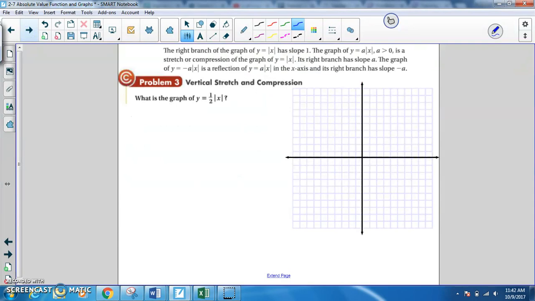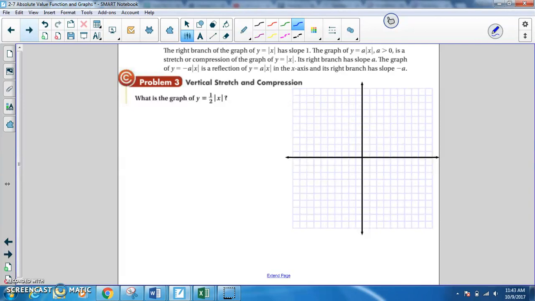So, the right branch of the graph of y is equal to the absolute value of x has a slope of 1. The graph of y is equal to a times the absolute value of x, where a is greater than 0, is a stretch or compression. We know that. If a is greater than 0, we have a stretch or compression, and that a is the slope. So we can graph using a as our slope because we have two lines that are connecting at our vertex. If we have y is equal to negative a times the absolute value of x, that's a reflection, and then we are going to have our slope be negative a. We're going to be going down instead of up.